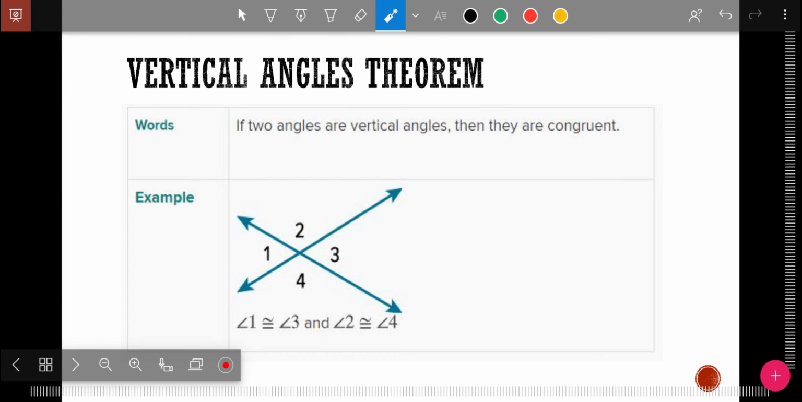And then the next theorem is also not new. Vertical angles. You please know what angles are vertical. Angles across from each other. So 1 and 3 are vertical, or 2 and 4 are vertical, and vertical angles are congruent.